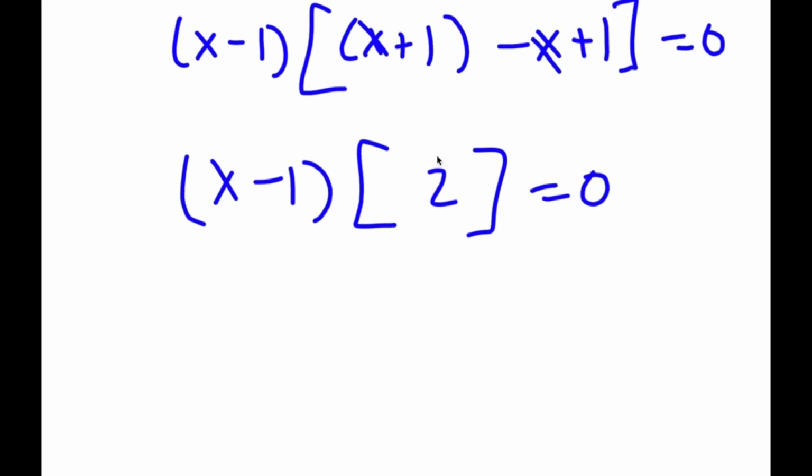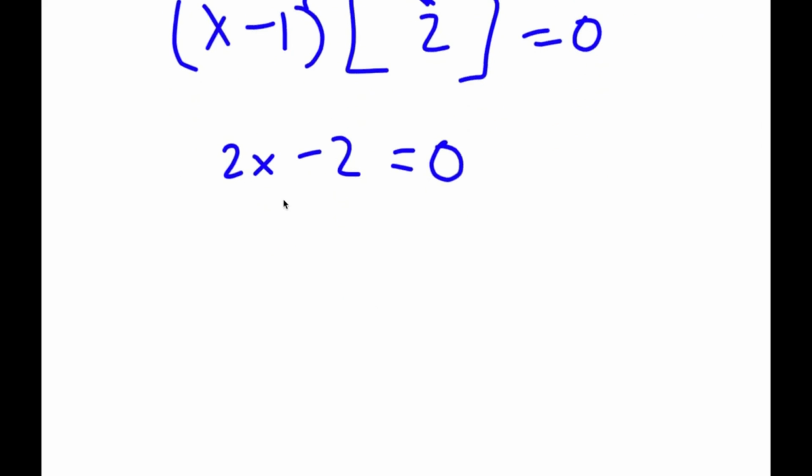So now to solve this, I'm going to have to distribute the 2. So 2 times x is 2x, and 2 times negative 1 is negative 2. So I have 2x minus 2 is equal to 0. So now to solve this, I simply add 2 on both sides. These two cancel out, and I have 2x is equal to 2.